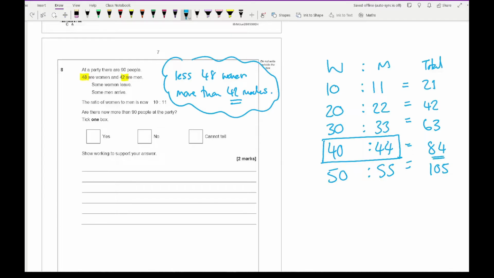Well, the answer is going to be no, and again our supporting working out is there, and then it says there are only 84 in attendance. And there we go.